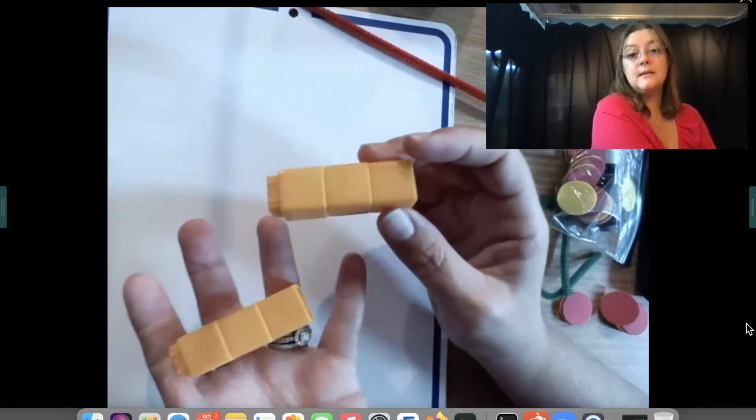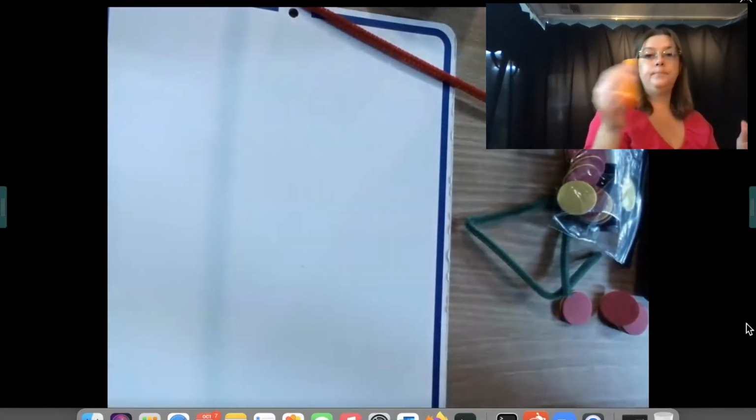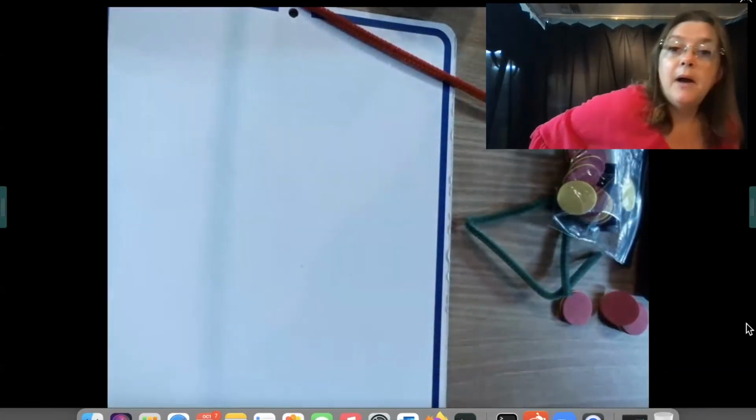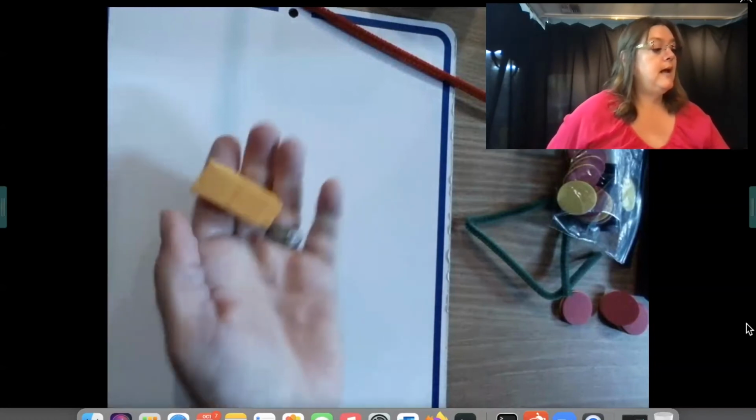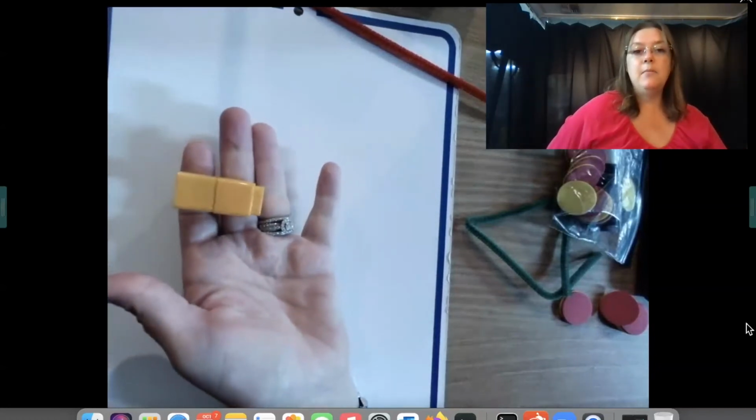Now we can hide these. So we can put them behind our back. I have 6. I put it behind my back. I pull out one side. So I snapped it. I pull out one side. I have 2. Now, how many is behind my back?